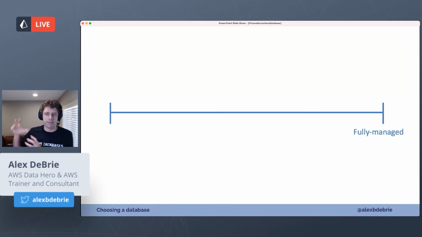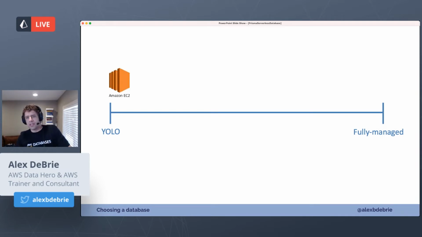On the far right, I might have fully managed. This is the ideal, what we want in that serverless world. On the far left, we have YOLO, right? You want to do it yourself. You're a cowboy. You don't want anyone managing it for you. You think you can do it yourself. On that far left, we have Amazon EC2, right? You can run your own instances, or maybe you have something on-prem and you're installing the software on it and running it yourself. I would highly not recommend that.